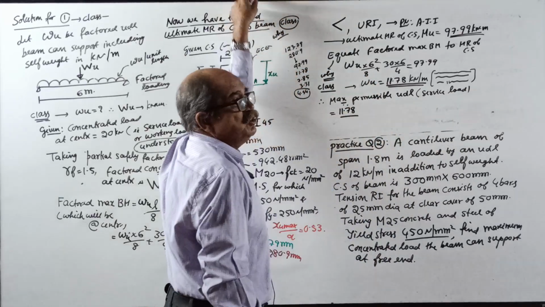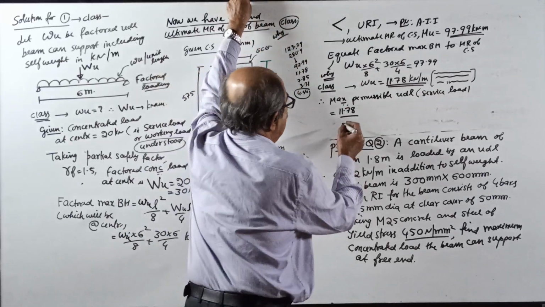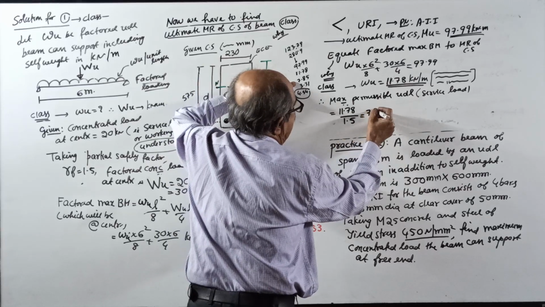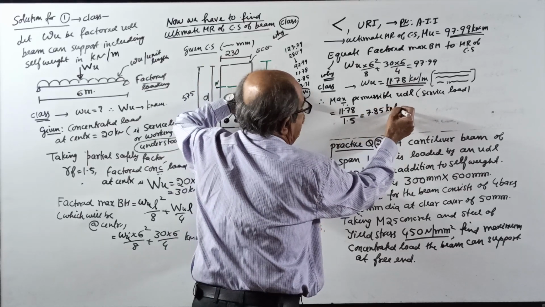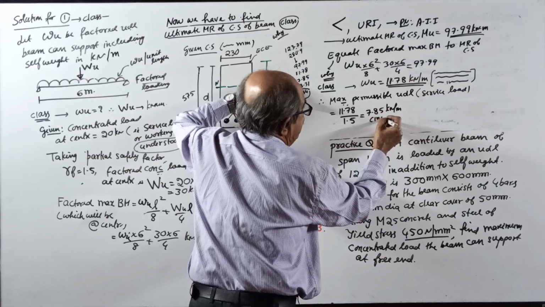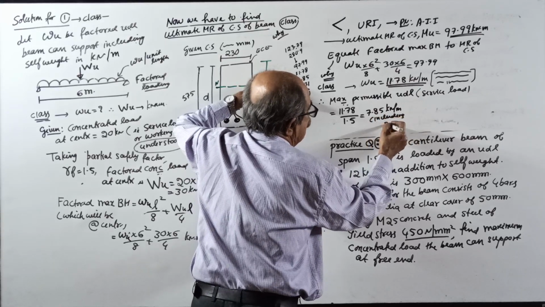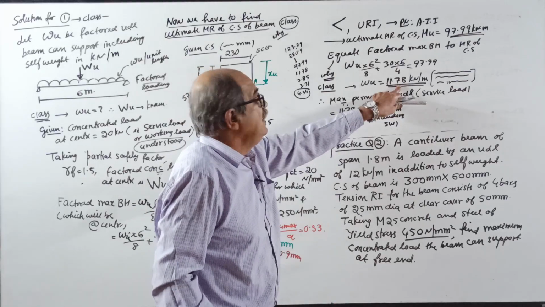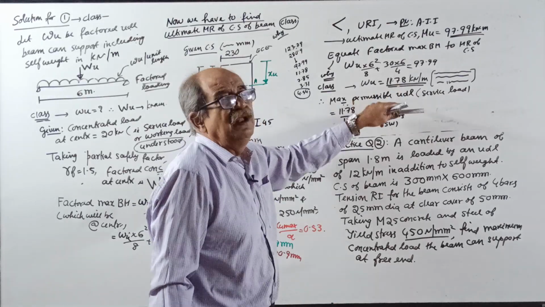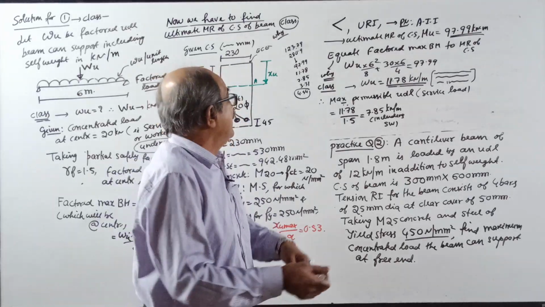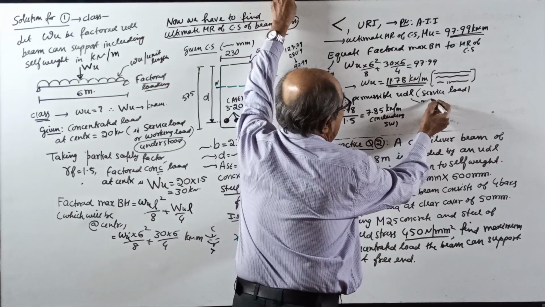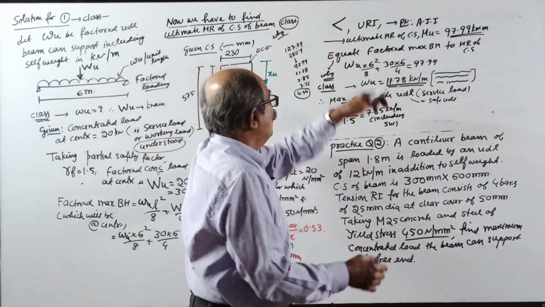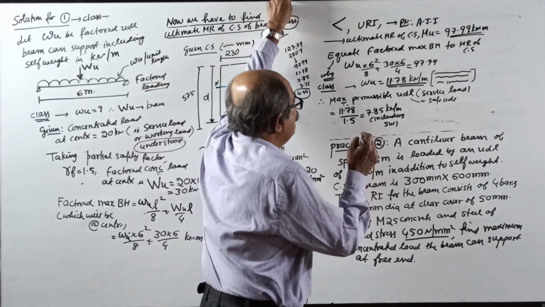This time you should not multiply. This time you have to divide by 1.5. It will come 7.85 kilonewton per meter, including self-weight. Including self-weight, because the failure or collapse UDL is 11.78. Permissible means you can safely apply, or you can write maximum permissible or safe UDL, or service load or working load. That much you should understand, including self-weight.